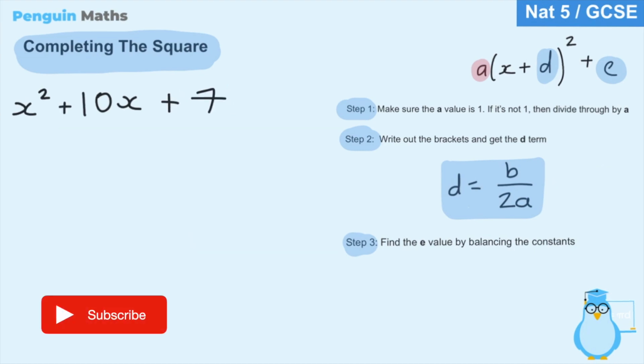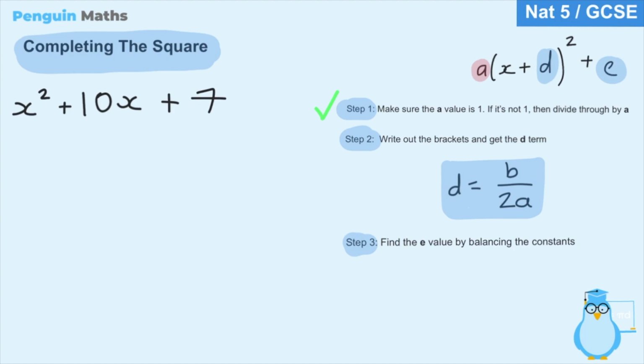So let's try another example. Let's say we have the expression x squared plus 10x plus 7, and we want to complete the square of this function. Straight away we know that the a value is 1, the b value is 10, and the c value is 7, in the form of ax squared plus bx plus c. So the first step we want to look out for is making sure the a value is 1, which it is because we just have x squared, so that's fine.